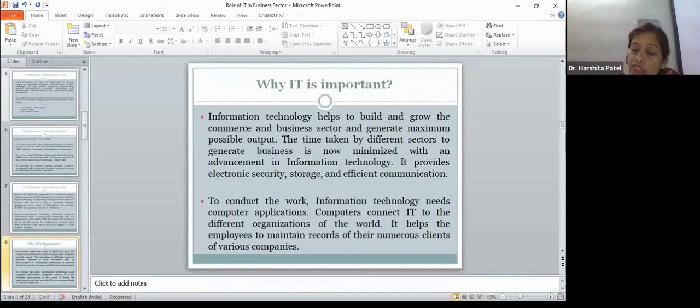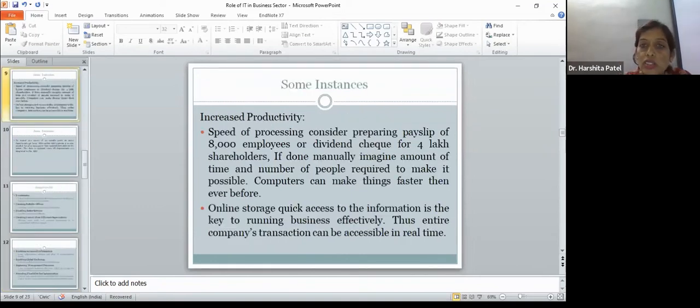Computers connect IT to the different organizations of the world. It helps employees maintain records of their numerous clients of various companies. So if you are not actually aware of the content of your future degree syllabus, I suggest you check once what kind of IT things you are going to study while acquiring your degree. So you will identify how IT can help you in various ways.